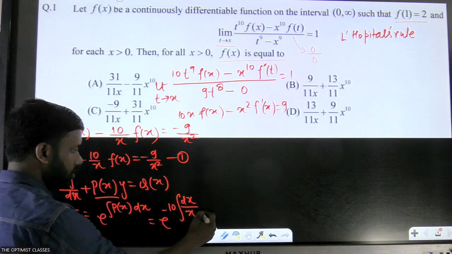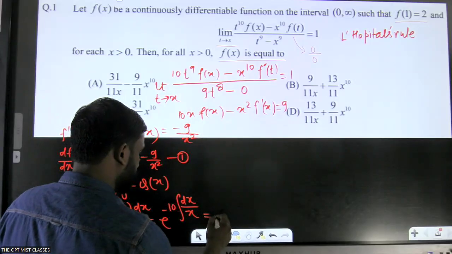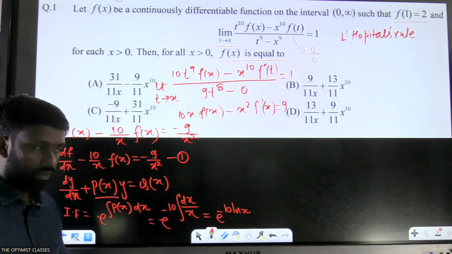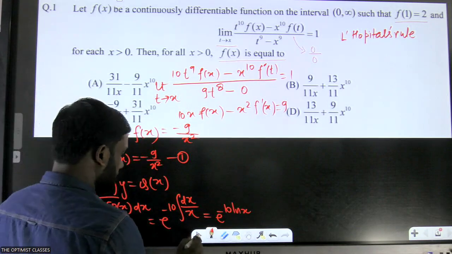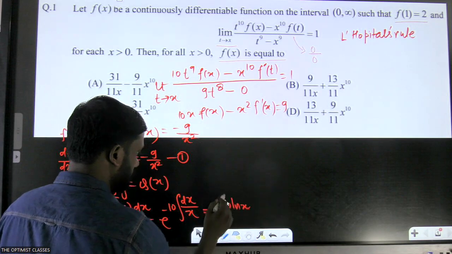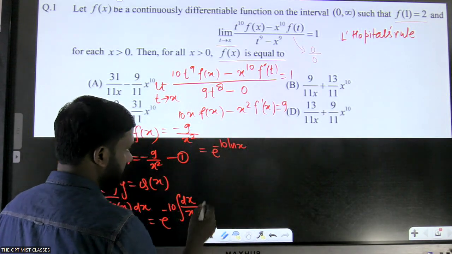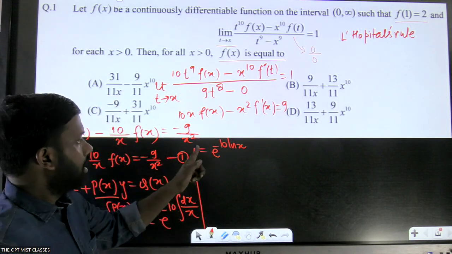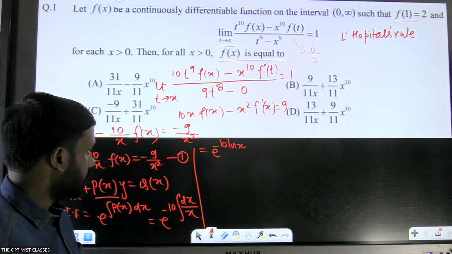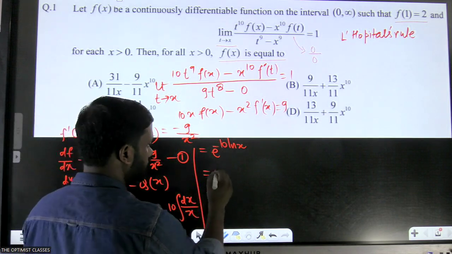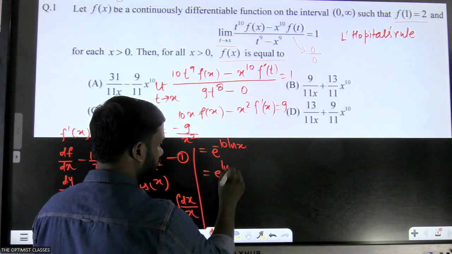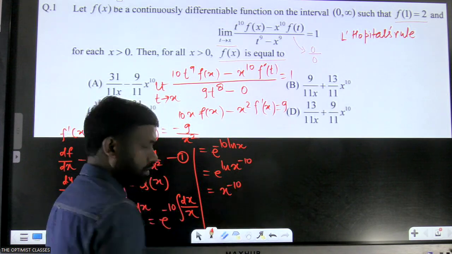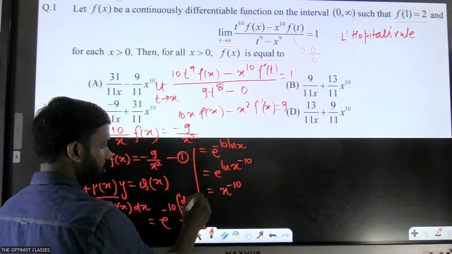So when you integrate it, you are going to get minus e to the power minus 10 ln x. Okay, that's what we get. Let's write it here because I don't have much space. When you integrate this, you are going to get e to the power minus 10 ln x. So this is equal to e to the power ln x to the power minus 10, so this is x to the power minus 10. That's the integrating factor that we have gotten.